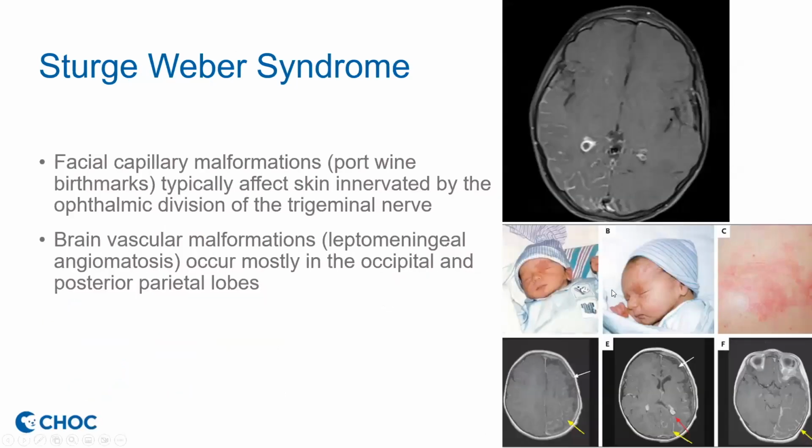The most common brain-related symptom from Sturge-Weber is caused by the vascular malformation on the brain, and the most common location for the vascular malformation is actually on the parietal and occipital lobes.